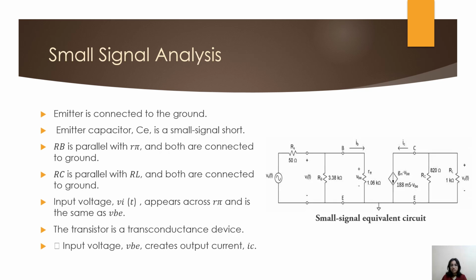Small signal analysis. Here we have a small signal equivalent circuit of a BJT where the emitter is connected to the ground. Emitter capacitor CE is a small signal short. RB is parallel with Rpi and both are connected to the ground. RC is parallel with RL and both are connected to ground. Input voltage Vi of t appears across Rpi and is the same as VBE. The transistor is a transconductance device, so the input voltage VBE creates output current IC.